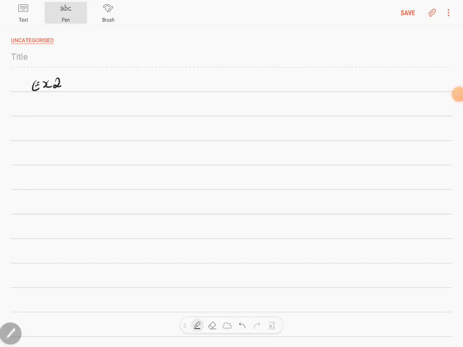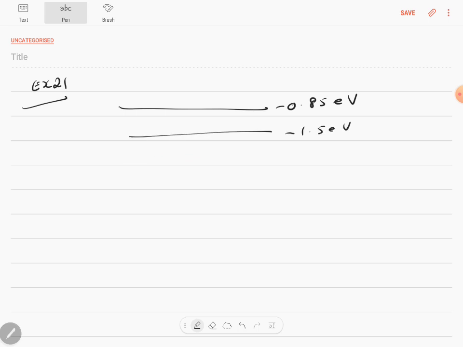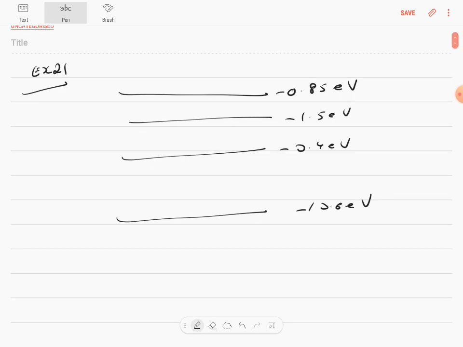In atoms, example 21. The energy level diagram is given. They've given one diagram here, with energy levels of minus 0.85 electron volt, minus 1.5 electron volt, minus 3.4 electron volt, and minus 13.6 electron volt. You can copy these readings for the energy level diagram. You don't have to sit and memorize it, but you are not sure whether they will give it to you or not, so you better memorize it.